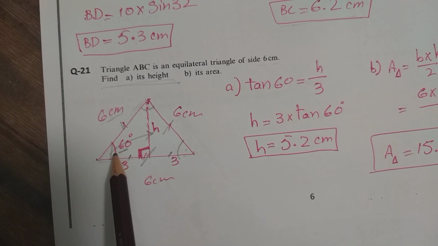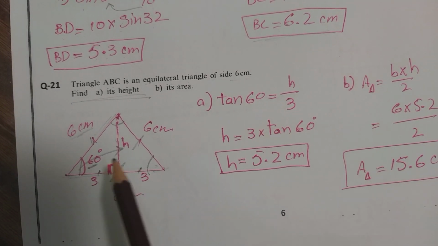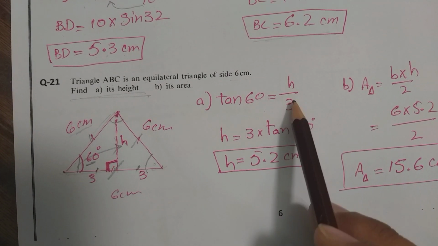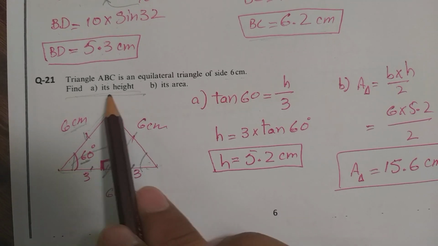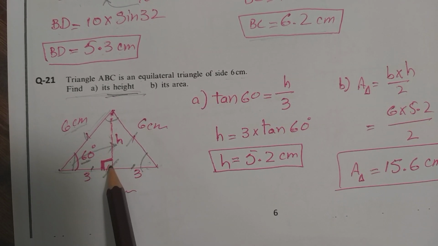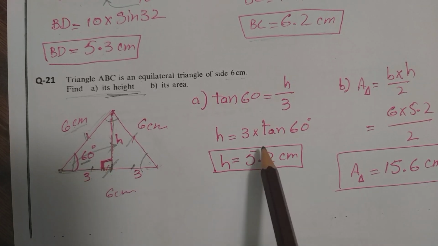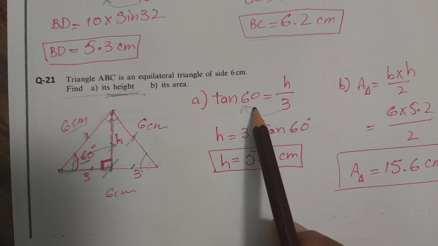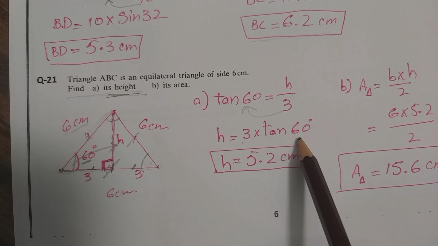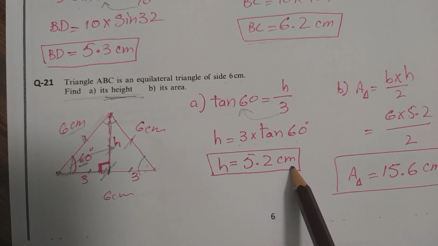But I apply here the opposite and adjacent, which is used for the tan. So tan 60 equals h, which is opposite. We need to find the height as given here. And the adjacent is 3, because of the perpendicular on it, so we have only this triangle, which is a right angle triangle. So division transfer becomes multiplication. 3 times tan 60. Simplify, you will find the answer 5.2 centimeter.